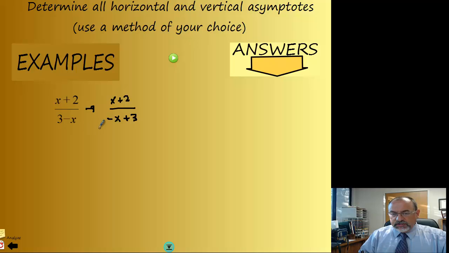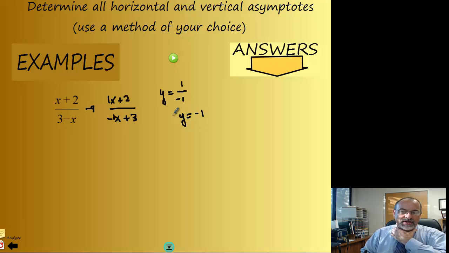So just a tip, something I would do. And I'll show you the mistake that you'll make here in a moment. So the degree of this is a 1. The degree of this is a 1. The degrees are equal, which means my asymptote is y equals the coefficient of the leading term in the numerator over the coefficient of the leading term in the denominator. So this is a 1, so my numerator is a 1. The coefficient of the leading term in the denominator is a negative 1. So y equals negative 1 is where my horizontal or end behavior asymptote is.